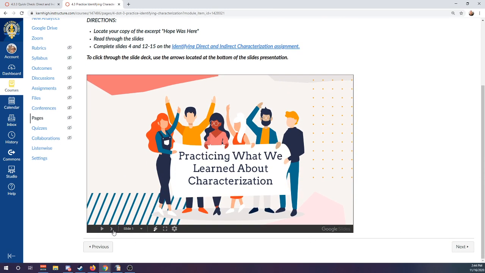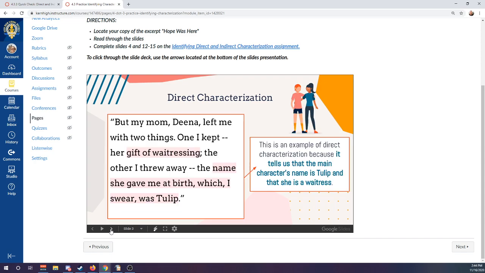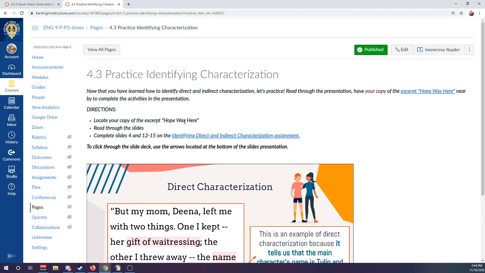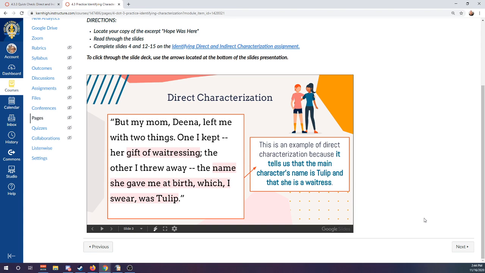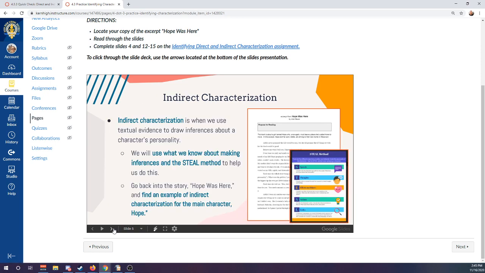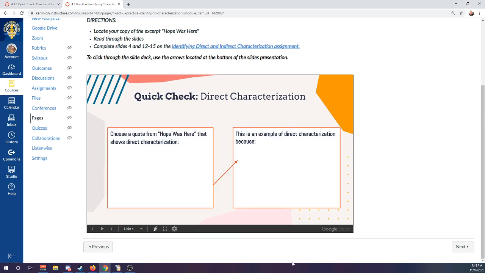For this next assignment, what you'll need to do is take your copy of Hope Was Here that we saw on the other page, the short story that you read and answered questions for. And here it shows a few examples of direct characterization. I would rather go through this with you as a class. I believe I will. I think I will. So we're not going to do that right now.